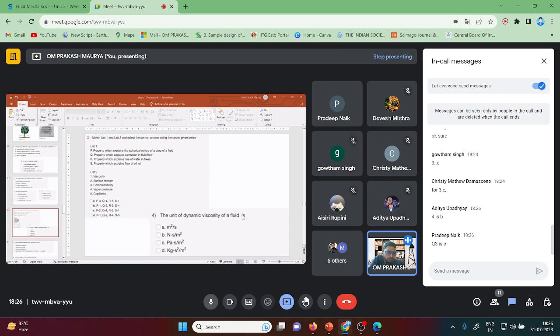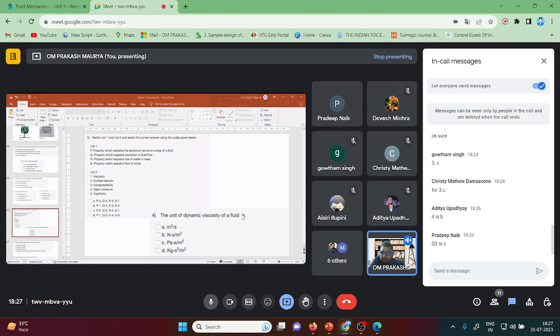For question 4, someone is saying option B is correct, Newton second per meter square. If someone has a problem in question number 3, please raise your hand, or you can ask also. Okay, I will explain.